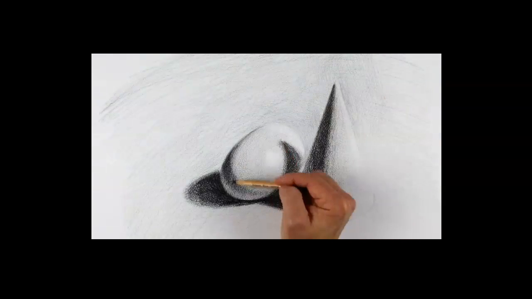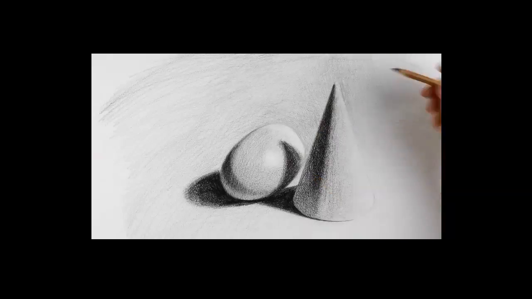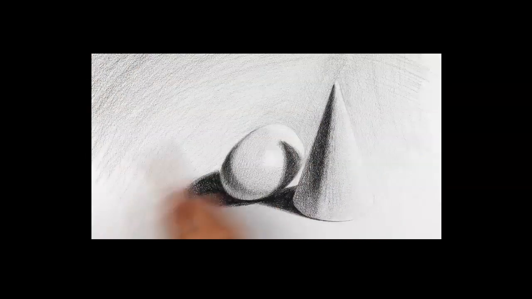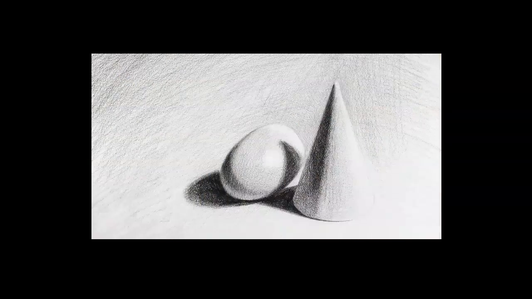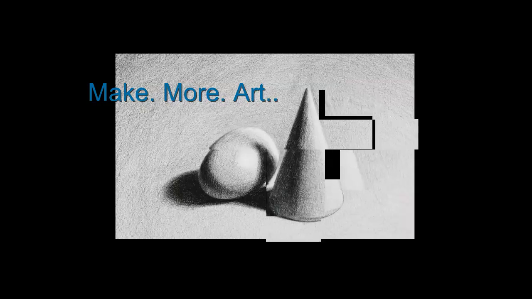Let's speed up the process as I continue to refine the values, including adding value to the surface that the volumes are sitting on. The resulting drawing has a good amount of subtlety and detail, but the foundational values, the highlight, midtone, core shadow, reflected light, and cast shadow are all clearly defined.